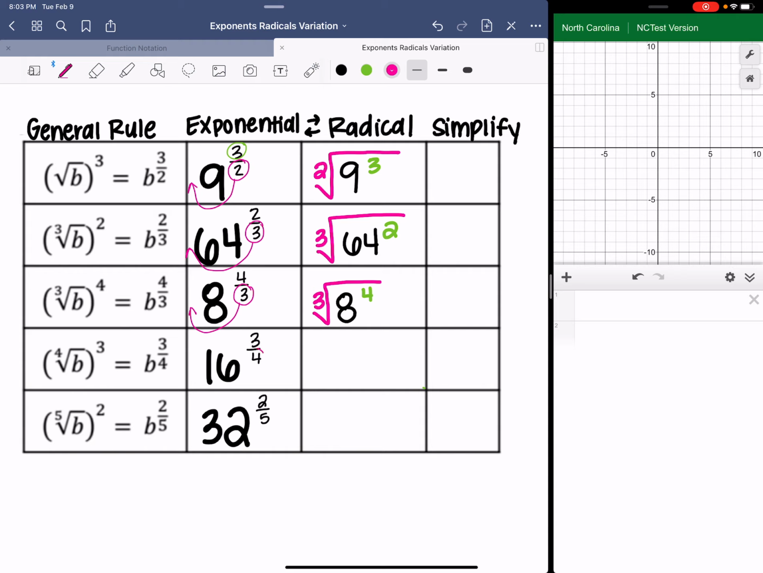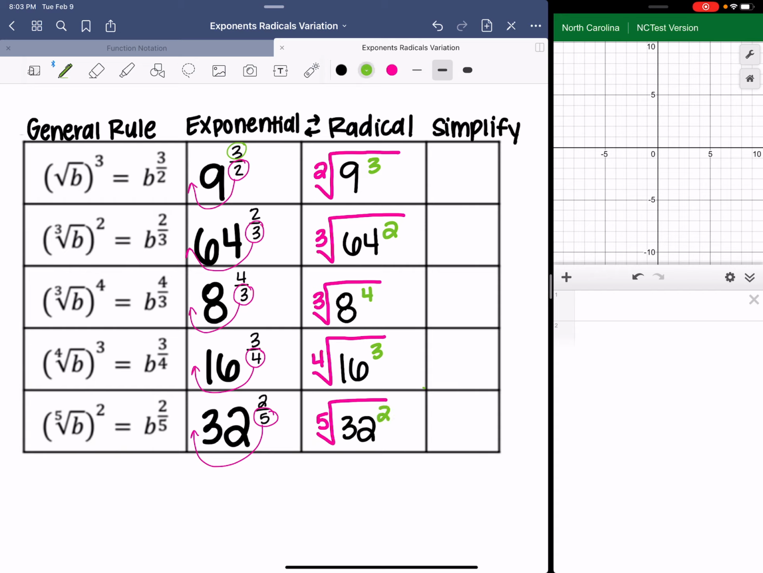16 to the 3/4, so 4 comes in front as the root or the index. So the 4th root of 16 to the 3rd power. And finally, we have 32 to the 2/5. So 5 becomes the index for the 5th root of 32 to the 2nd power.